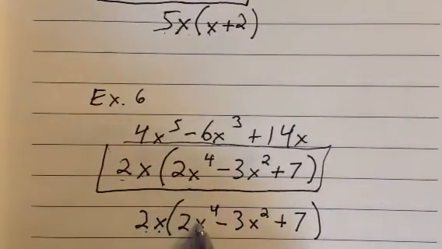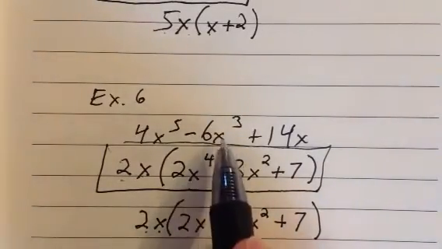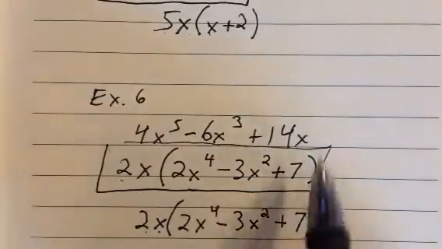Checking it. This distributes to 4x to the 5th. This distributes to 6x to the 3rd. This distributes to 14x.